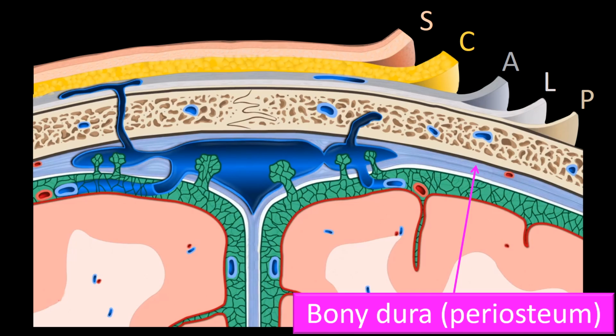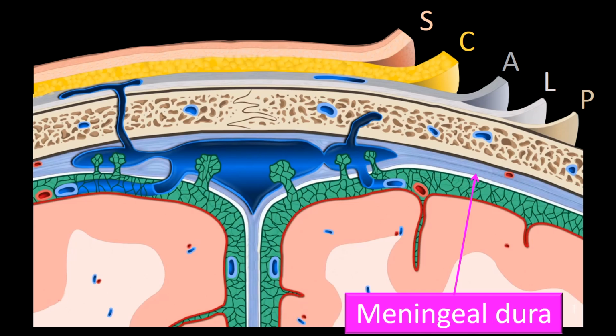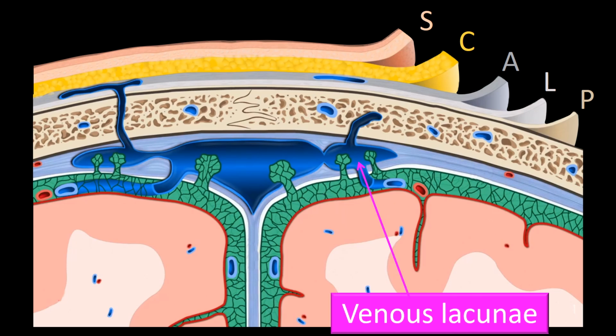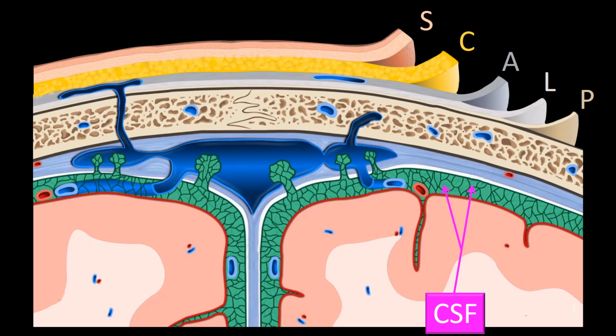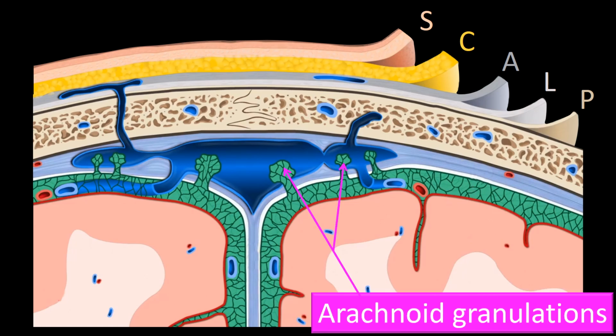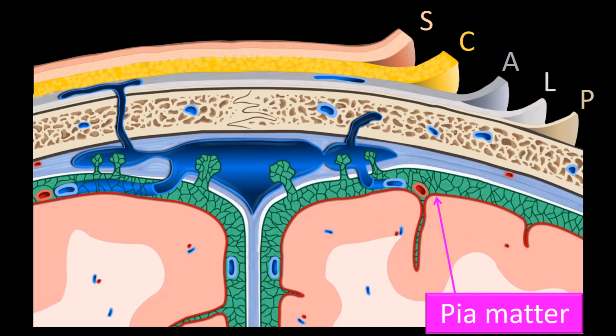This layer is of mesodermal origin. I am now indicating the meningeal dura. The meningeal dura is also of mesodermal origin. Sagittal sinus, venous lacuna, subdural space, which is also a potential space, arachnoid trabeculations bathed in cerebrospinal fluid, arachnoid granulations, artery, pia mater represented in red, gray matter, and white matter.